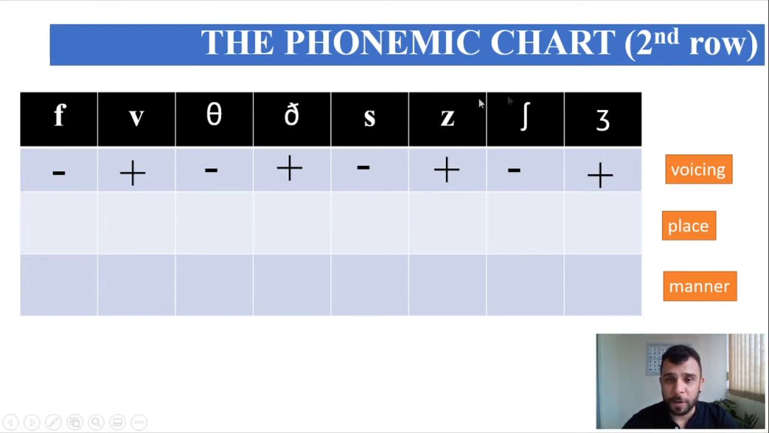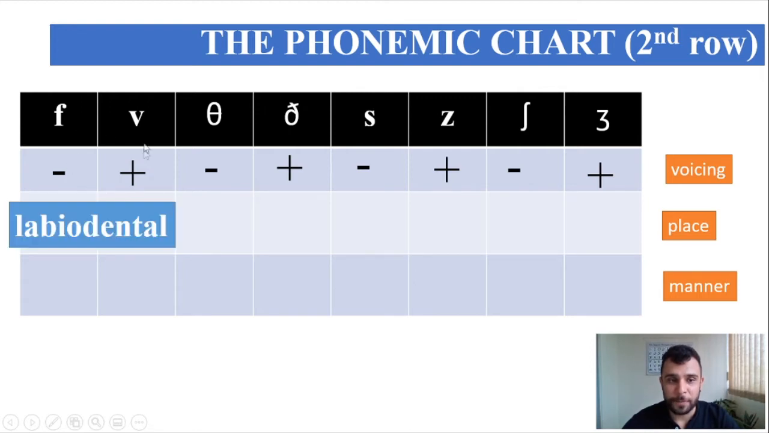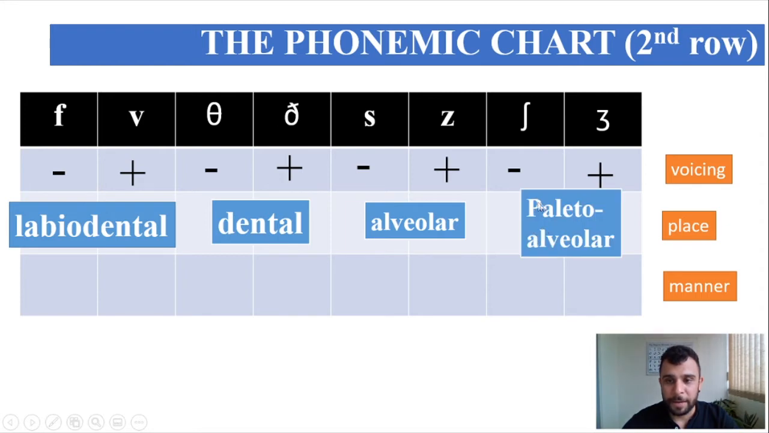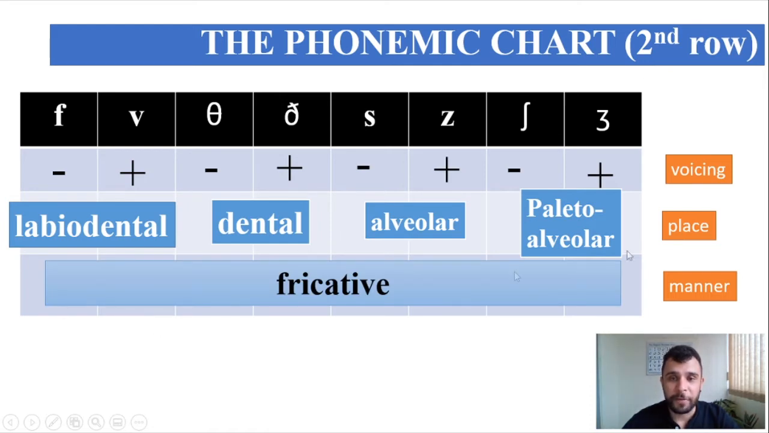All these sounds are organized by place of articulation. First you have the labiodental, the dental, alveolar, and then palatal-alveolar or post-alveolar. What they have in common is that all of them are fricative. In the second row, the two articulators touch each other continuously and air can still escape.